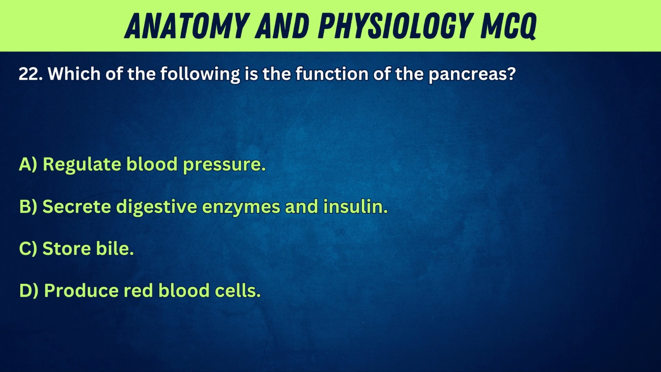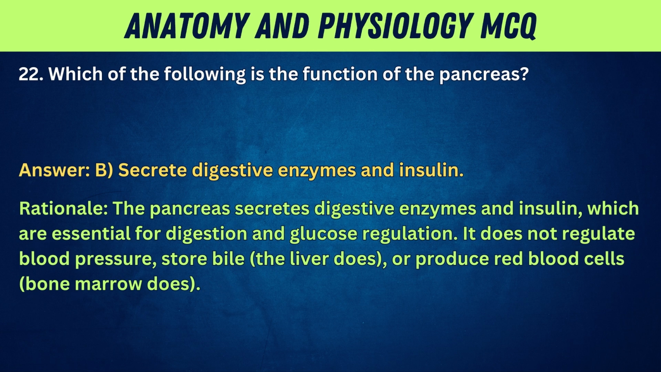22. Which of the following is the function of the pancreas? A. Regulate blood pressure. B. Secrete digestive enzymes and insulin. C. Store bile. D. Produce red blood cells. Answer: B. Secrete digestive enzymes and insulin. Rationale: the pancreas secretes digestive enzymes and insulin, which are essential for digestion and glucose regulation. It does not regulate blood pressure, store bile (the liver does), or produce red blood cells (bone marrow does).